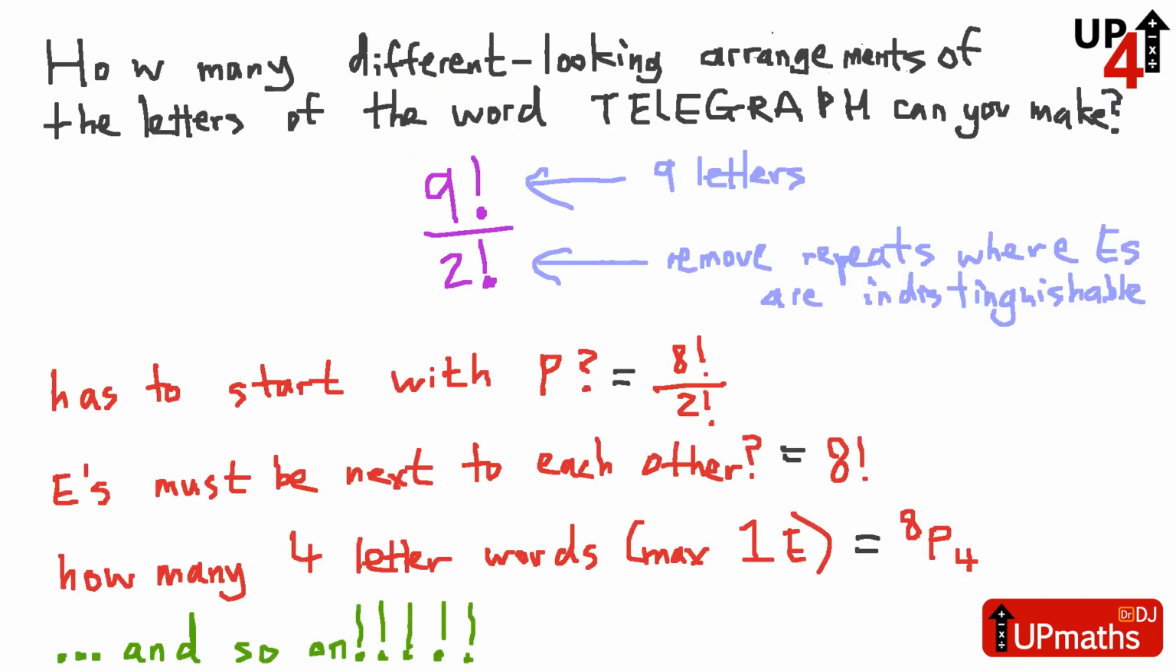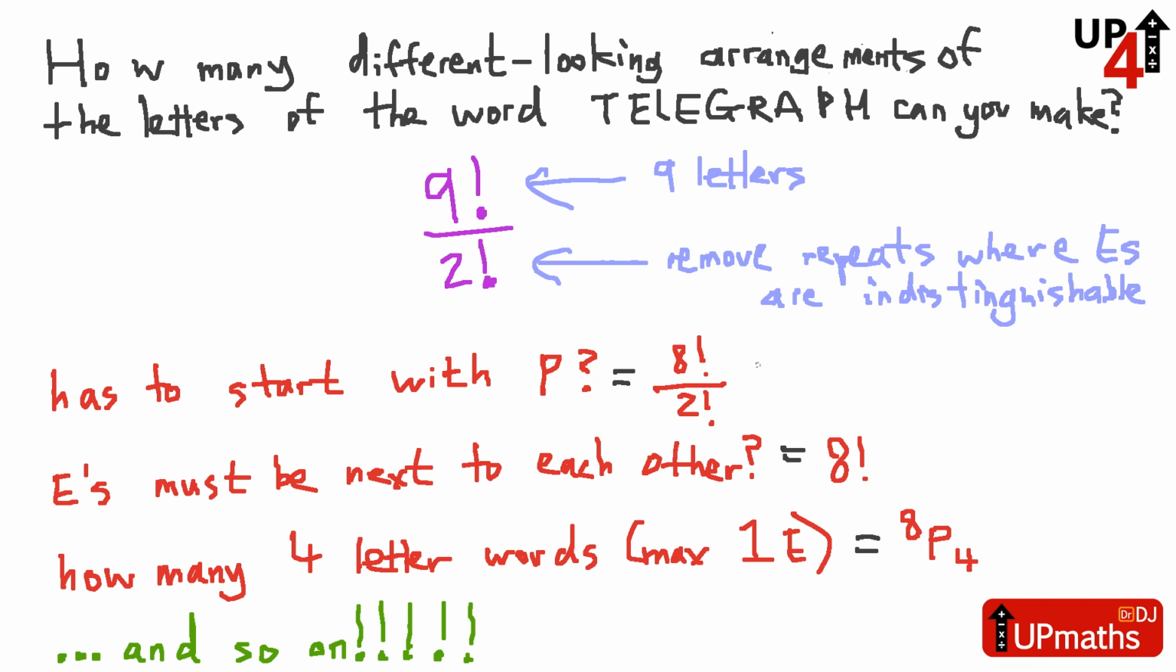Here's our last page. Okay, brace yourself. Let's look at one example first. How many different looking arrangements of the letters of the word telegraph can you make? Well, the answer is 9 factorial divided by 2 factorial, and you divide by 2 factorial to remove the repeats because there's 2 e's in there and they're indistinguishable. And the 9 factorial comes from the fact there's 9 letters.